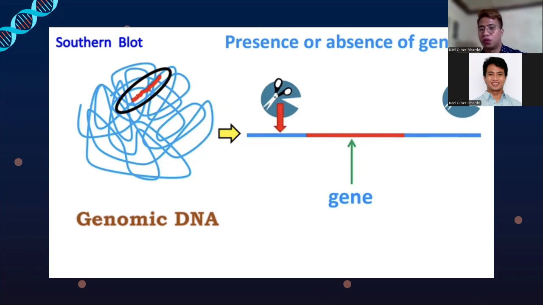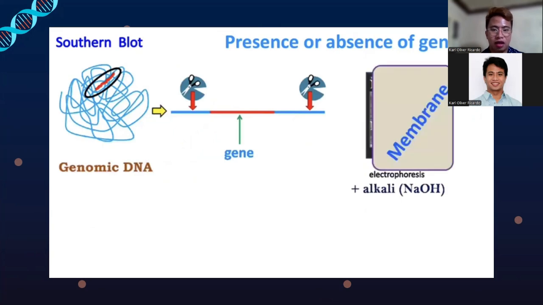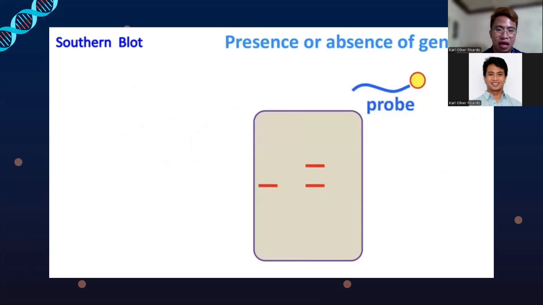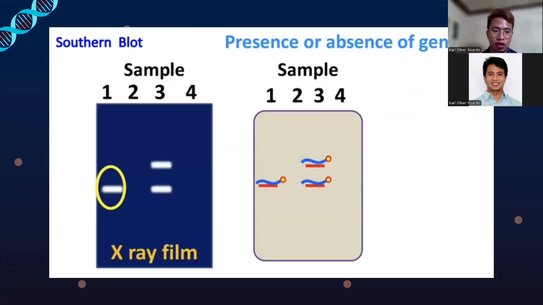Ayan. So, ikakat na po natin siya downward and then the other po is upward or vice versa po. Ayan. So, the fragments now are transferred on the membrane and then ma-hybridize po siya gamit yung probe or yung fluorescence dye natin, followed by autoradiography.